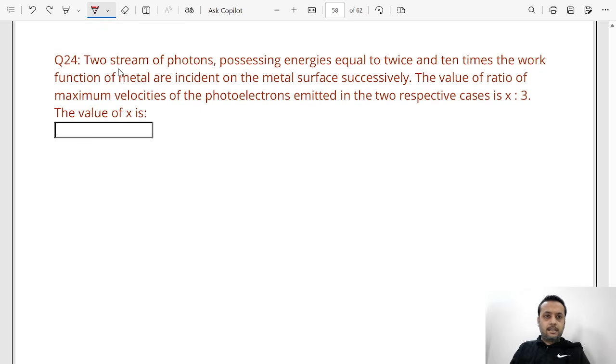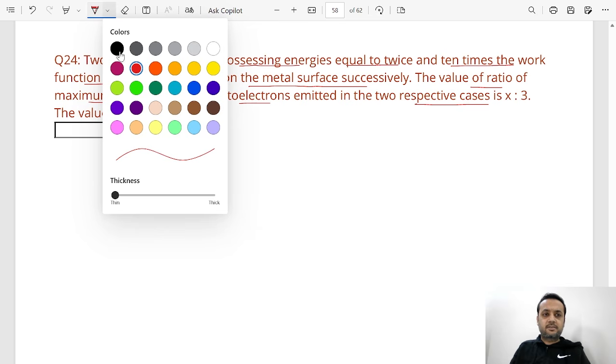All right, let us see this question. Two streams of photons possessing energies equal to twice and 10 times the work function of a metal are incident on the metal surface successively. The ratio of the maximum velocities of the photoelectrons emitted in the two respective cases is x is to 3. The value of x? It is a very easy question, guys.